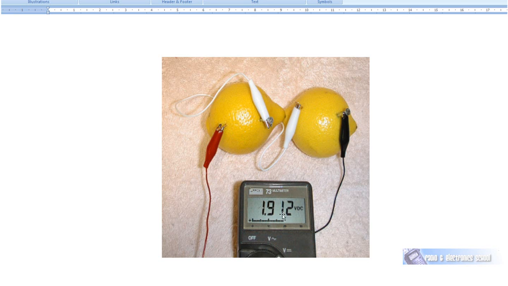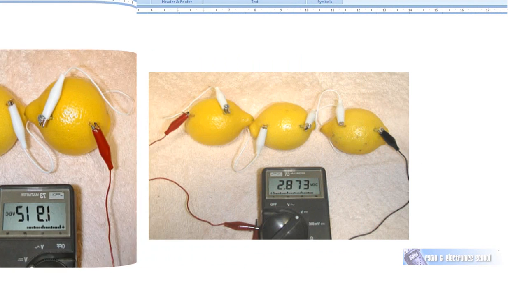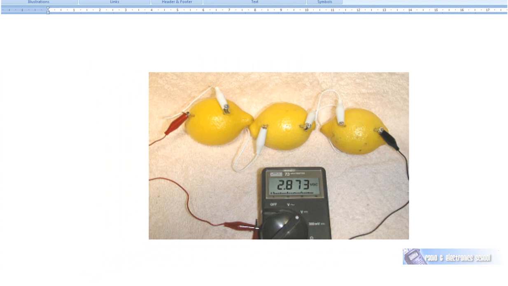And you can see that each cell is giving me around about 0.95 volts. And the 2 cells in series is giving me 1.9 volts. Now I've connected 3 lemon cells in series to produce a lemon battery. And look at the voltage. I'm getting around about 0.95 volts from each cell. So 3 times 0.95 volts. And you can see my output voltage there from the 3 cells is almost 2.9 volts.